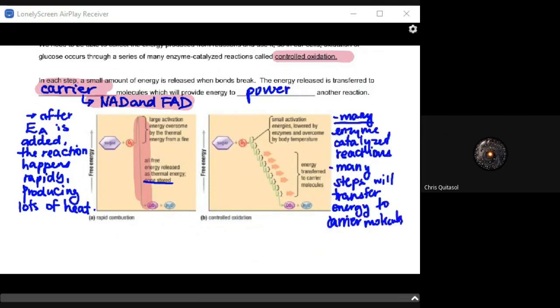However, with regards to controlled oxidation, there are many enzyme catalyzed reactions, many tiny steps that allow for the transfer of energy from that source, that carbon, that electron donor. It allows many opportunities to give electrons to those electron carriers, which will allow for the storage and the energy use of cells later. It seems like a lot of steps, and honestly, the metabolic process of the mitochondria is quite step extensive. But the reason it's so step extensive is because so many different enzyme catalyzed reactions take place to make proper use of that potential energy.